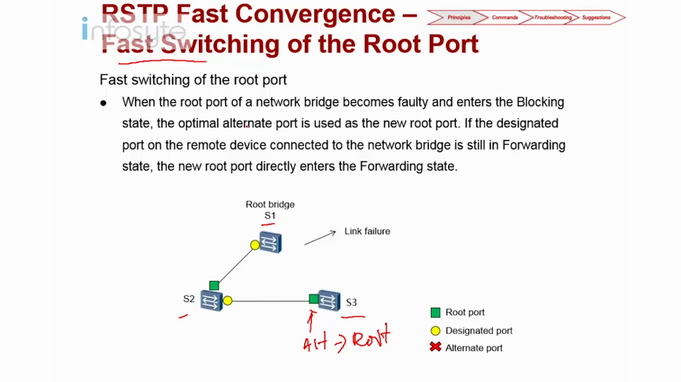So here, when the root port of a network bridge becomes faulty and enters into the blocking state, which is just now here, the optimum alternate port is used as the new root port, this interface here. If the designated port of the remote device connected to the network bridge is still in forwarding state, the new root port directly enters into the forwarding. So the delay for you to go from the alternate port to the forwarding port is almost instant.